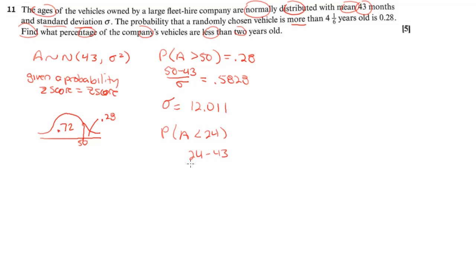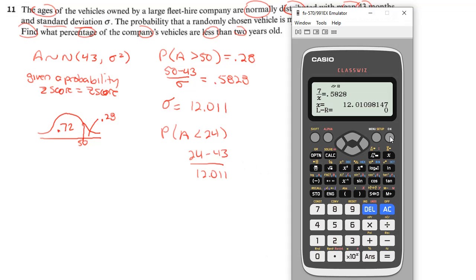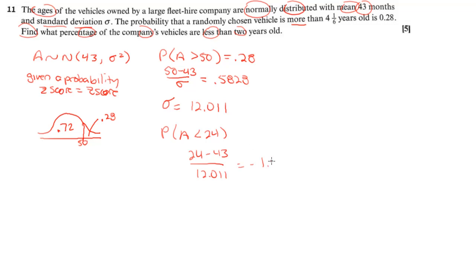And now they ask us, find the percentage of the company's vehicles that are less than 2 years old. Well, that's less than 24 months old. 24 minus 43 over the standard deviation is our z-score. We figure out our z-score really quickly, and it's going to be negative 1.58188, and so on. Again, I'm going to round, so now I'm going to rewrite my probability statement as a z-score. So it's going to be the probability that z is less than negative 1.5819.